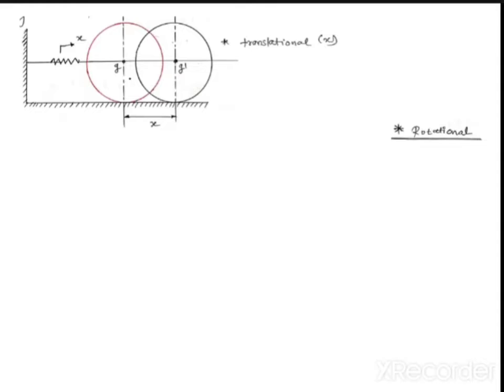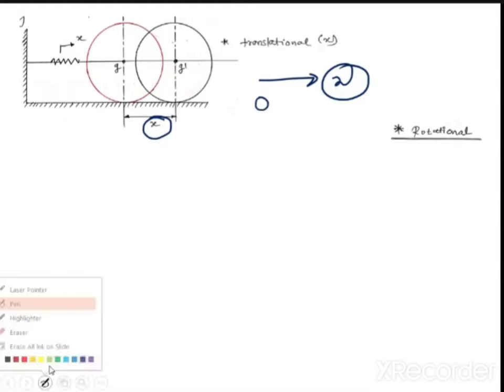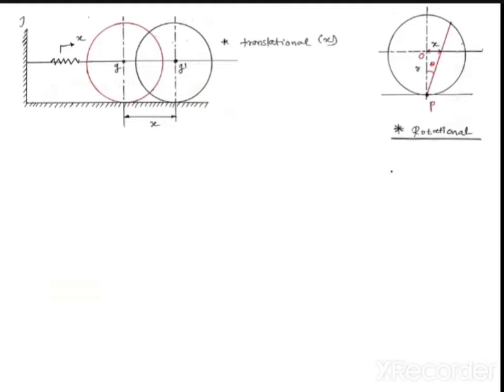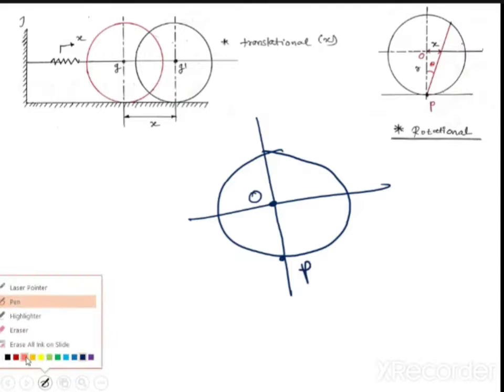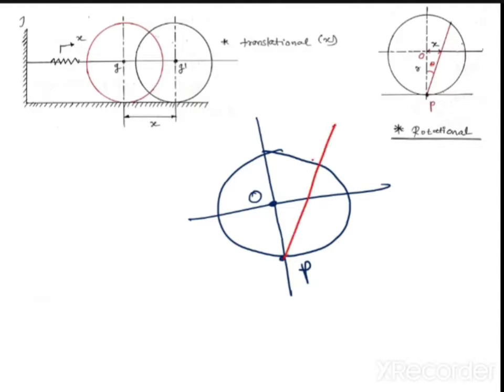What is translational motion? Whenever you give a center displacement x to the pulley at O, the center will displace from G to G dash, and this distance is nothing but x. So this is nothing but a translational x. Now, what is rotational? Let us say this is point P, and this is point O. The pulley center will displace by x. So this is nothing but the theta.